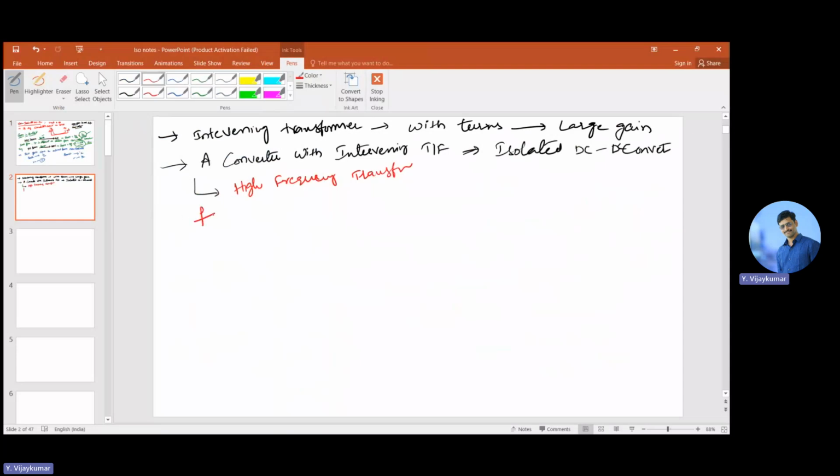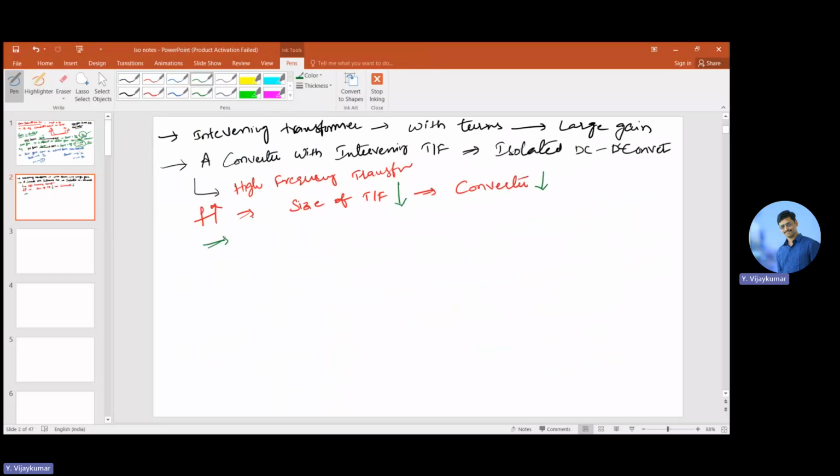As the frequency increases, what is the size of the transformer? The size of the transformer decides the size of the converter. So as the frequency increases, the size of the transformer can be reduced. Thereby, the size of the converter also can be reduced. Because of this reducing size, the total converter size will also be reduced.